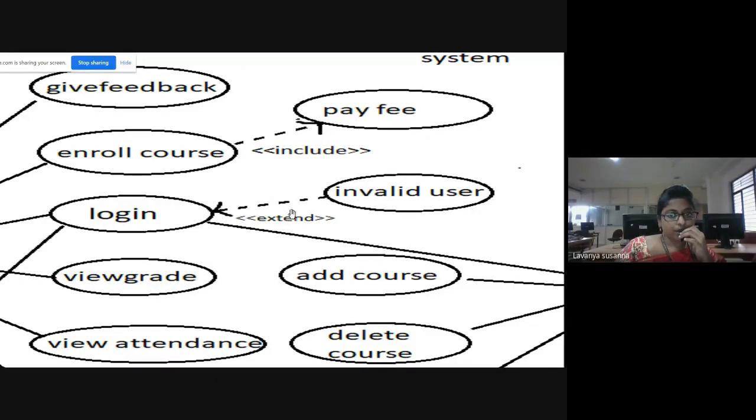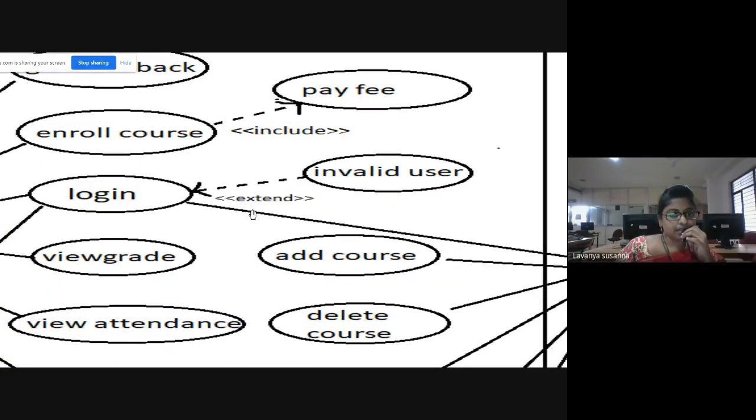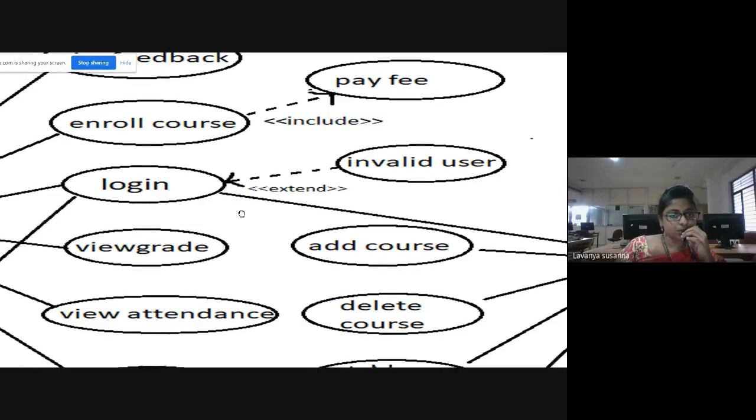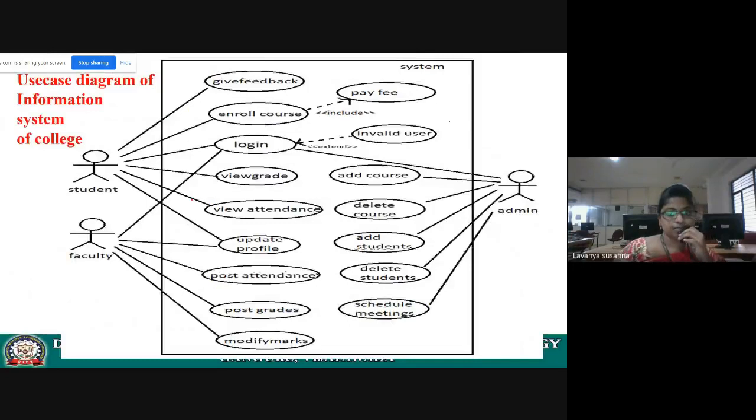See here, draw dotted lines, and what you need to remember is that here the arrowhead must point to the base use case. Remember, coming to include use case, the arrowhead must point to the include use case. Coming to extend use case, the arrowhead must point to the base use case. What is the base use case here? Login. I hope you understood, students.